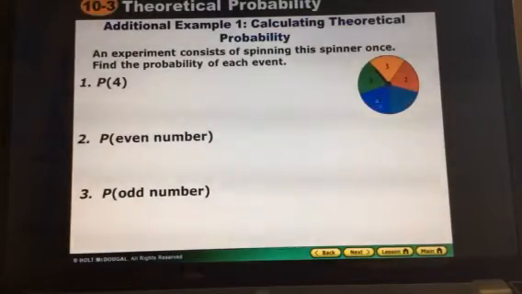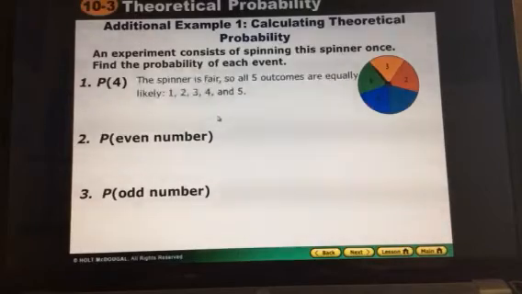So we've got an experiment that consists of spinning this spinner once and finding the probability of each event. Now we're going to assume this spinner is fair. One of the things that means is that all the spaces have to be the same size. And we're going to say, yes, they are fair, and assume that unless said otherwise. So the probability of spinning a 4, well, there's only one 4, and there's 5 equally likely outcomes.